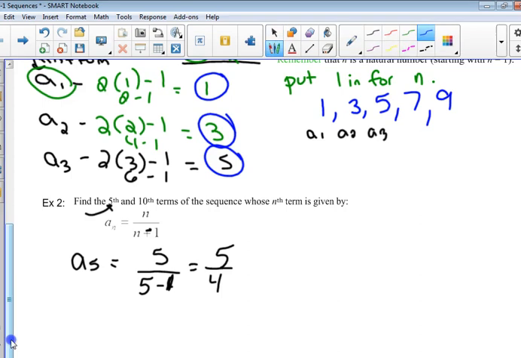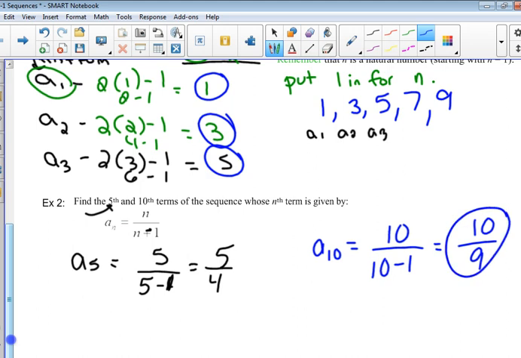If you guys are looking for the 10th term, what do you think you're going to put in? A 10, awesome. So a sub 10 is going to be 10 over 10 minus 1, so 10 over 9. Yep, you got it. Perfect. What do you think so far? Piece of cake, not too bad? Okay. All right, flip it over.